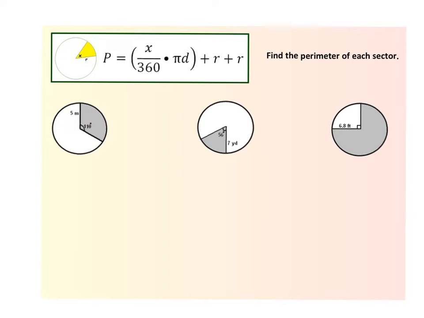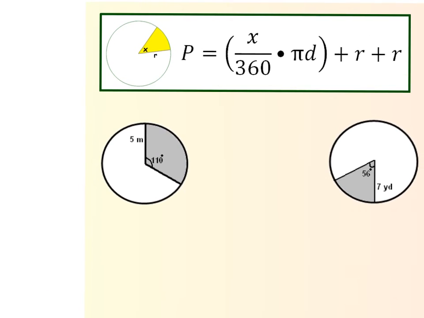Let's try it out. So first step is to rewrite your formula. So P equals, in our first example, our x is 110 degrees. So 110 over 360 times pi d plus r plus r. So this is my formula step.